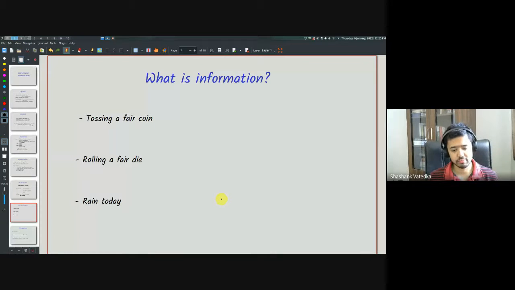So let's start by trying to understand what exactly we mean by information. Suppose that I wanted to measure information in some fashion. So how do I measure information? What does it mean for something to be more informative than another?